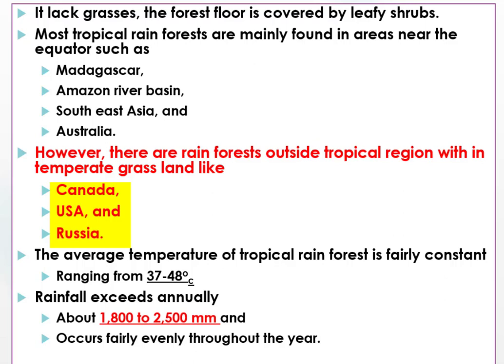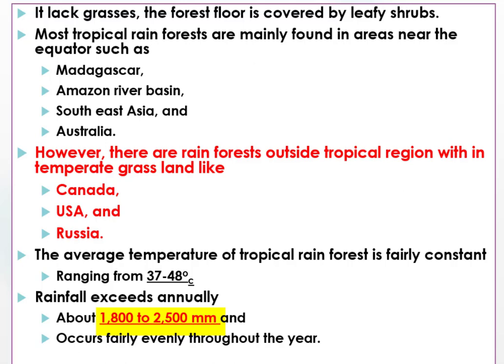When we see temperature ranges, the average temperature of tropical rainforest is fairly constant and ranges from 37 to 48 degrees Celsius. When we see rainfall distribution, rainfall exceeds annually about 1,800 to 2,500 millimeters, and this rainfall occurs fairly constant throughout the year.